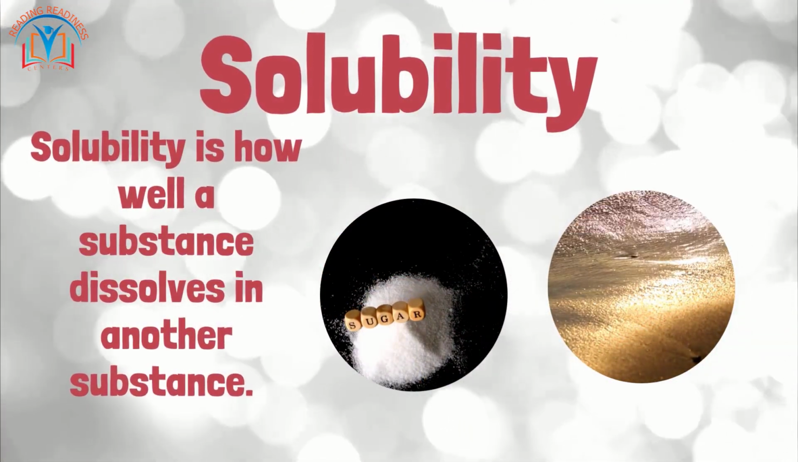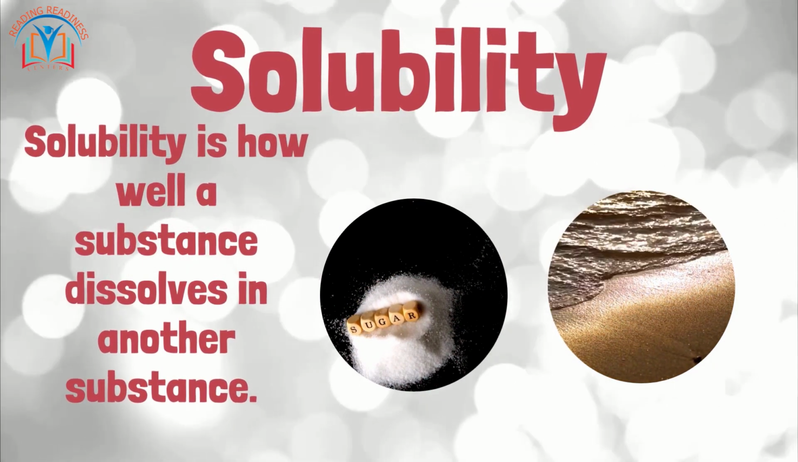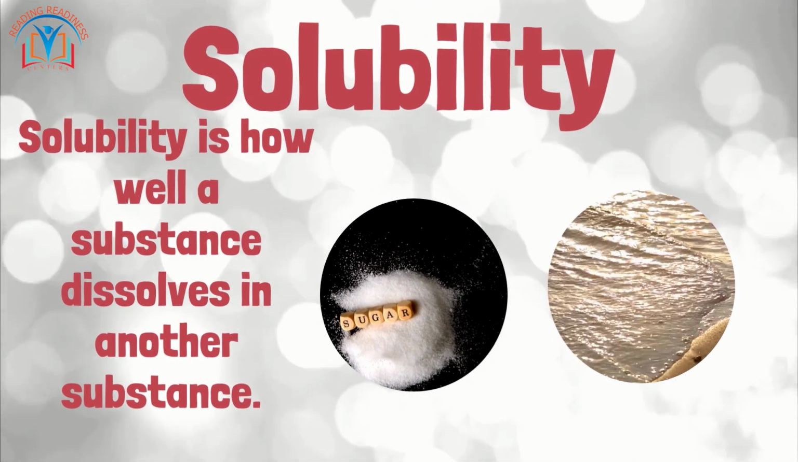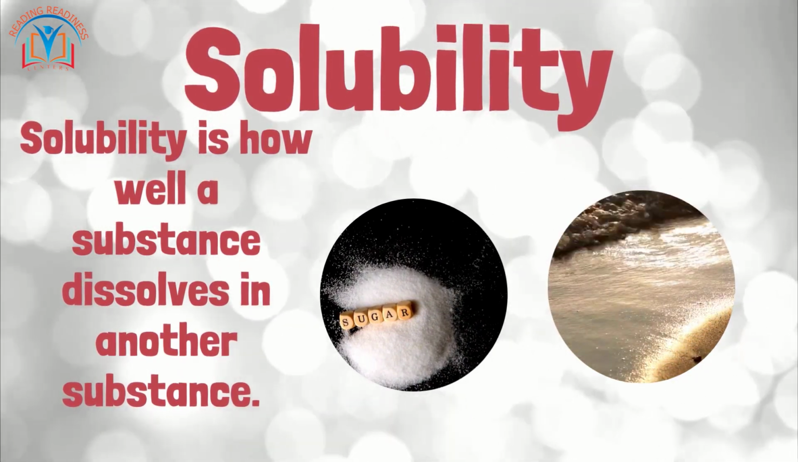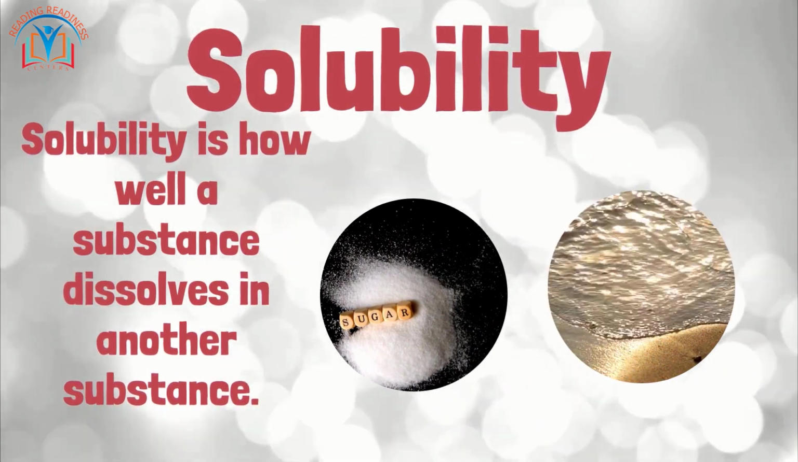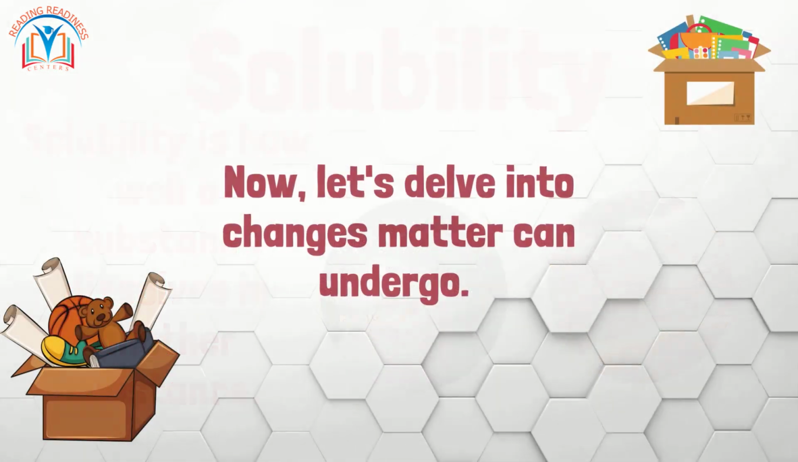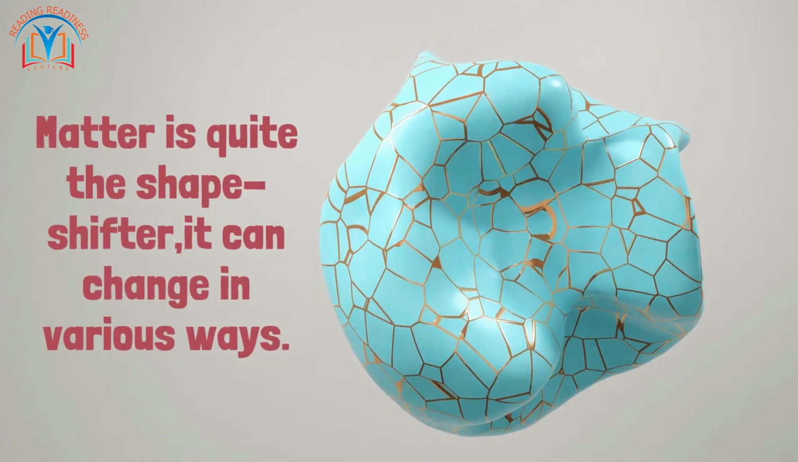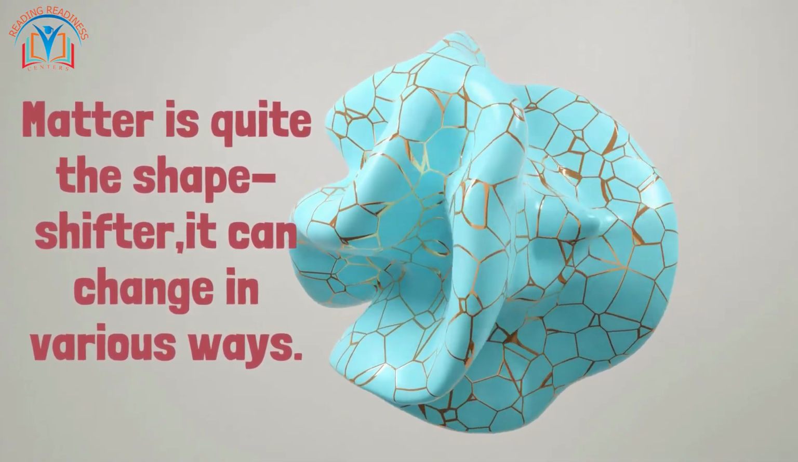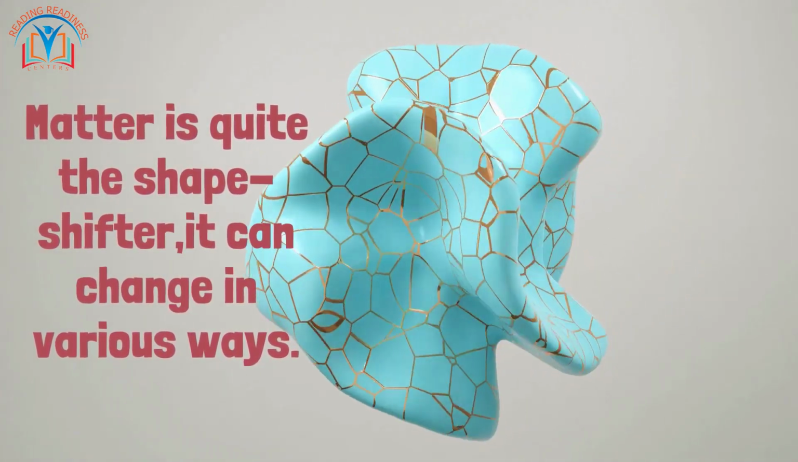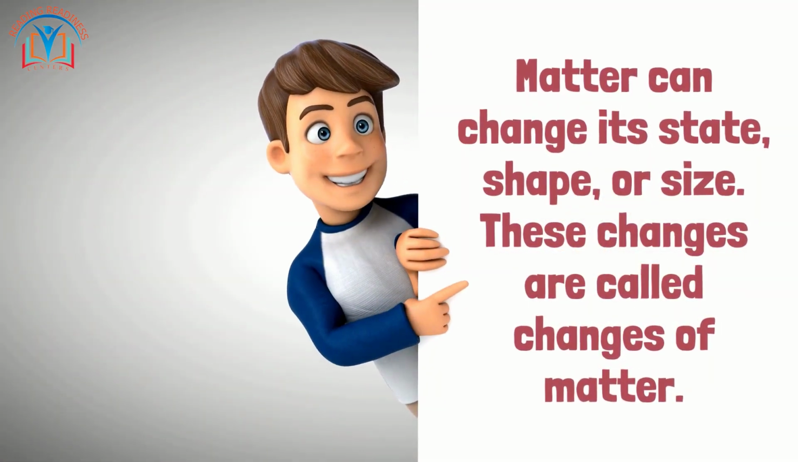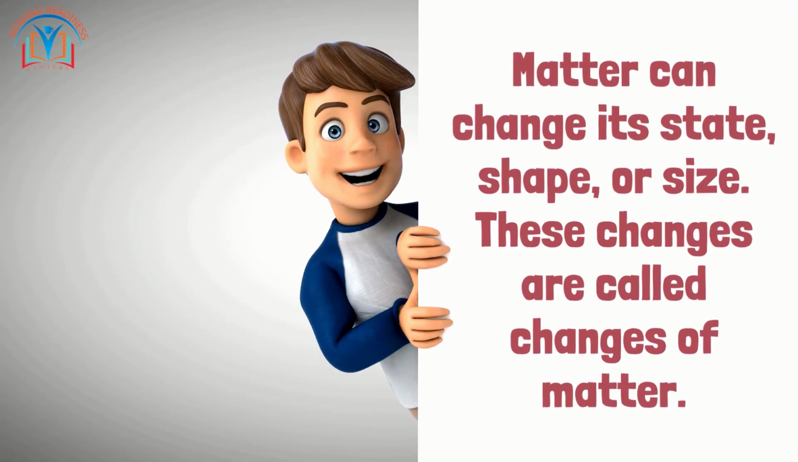Solubility. Solubility is how well a substance dissolves in another substance. For example, sugar dissolves easily in water, but sand does not dissolve in water. Now, let's delve into changes matter can undergo. Matter is quite the shapeshifter. It can change in various ways. Matter can change its state, shape, or size. These changes are called changes of matter.